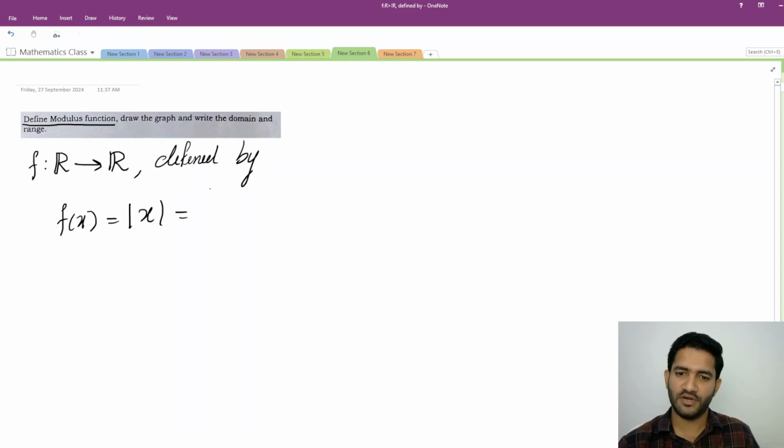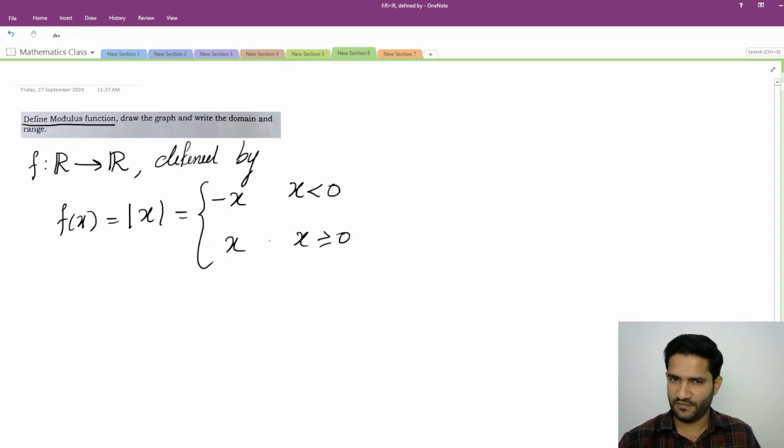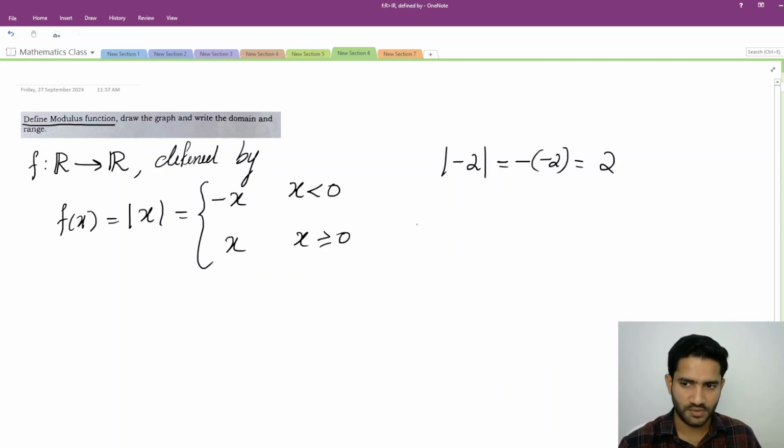Then what is the definition of mod x or modulus of x? We can split the function into 2. If x is negative, we want to write minus x. If x is positive or 0, we are using the same element. Confused? Look at here. What is the modulus of minus 2? Modulus means the positive value, it will be 2. So how will we get 2? Actually, we are multiplying a negative with negative 2. That's why we got 2.